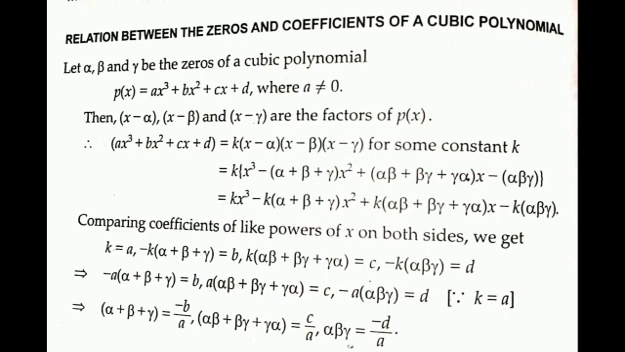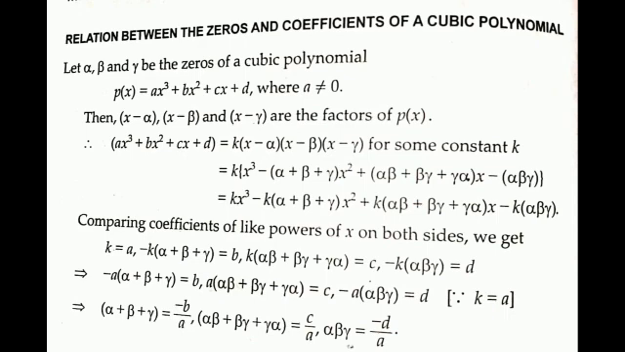As we all know, a cubic polynomial is a polynomial of degree 3, and its general form is given as p(x) = ax³ + bx² + cx + d, where a is not equal to 0 and a, b, c and d are any real numbers.